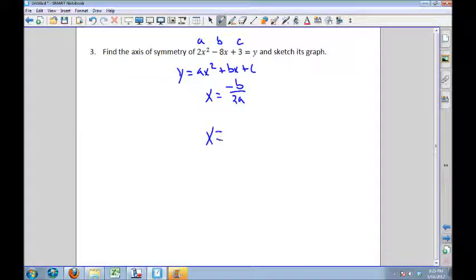So the axis of symmetry here would be negative 8, which is positive 8, over 2 times a, which is 2. This is 8 over 4, or just 2. My axis of symmetry is x equals 2.